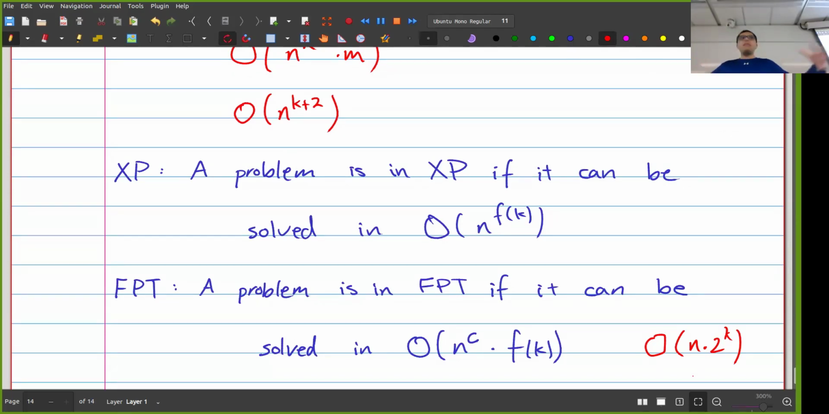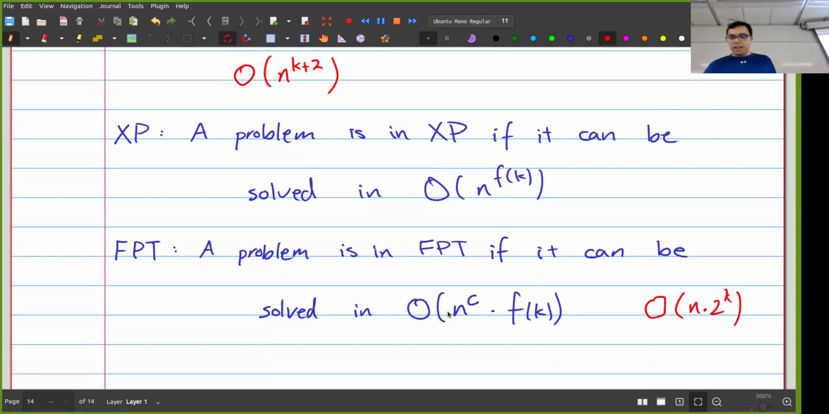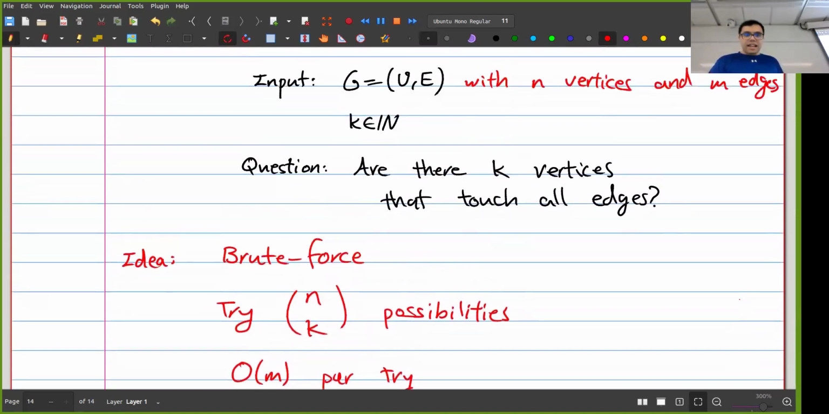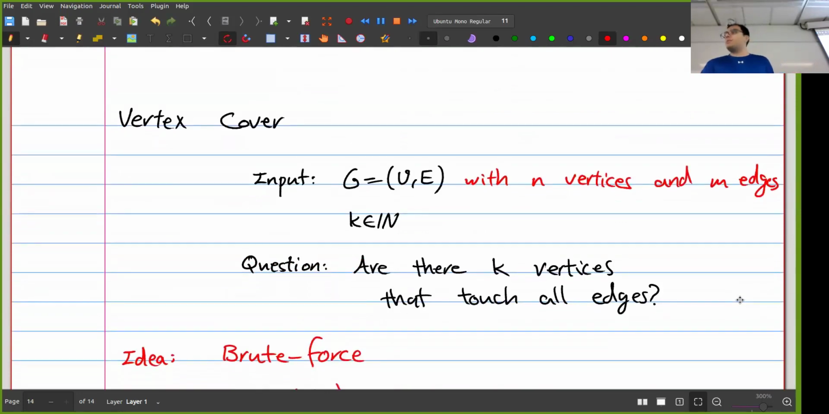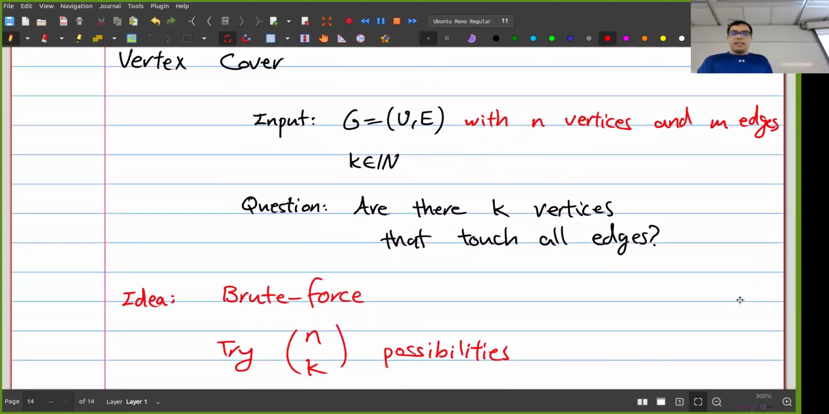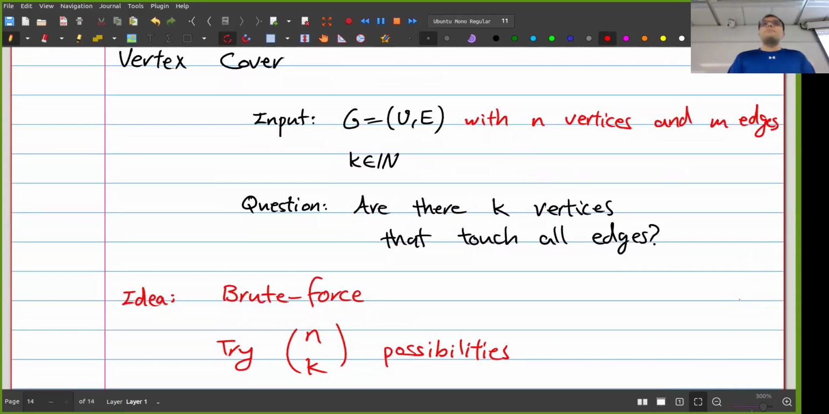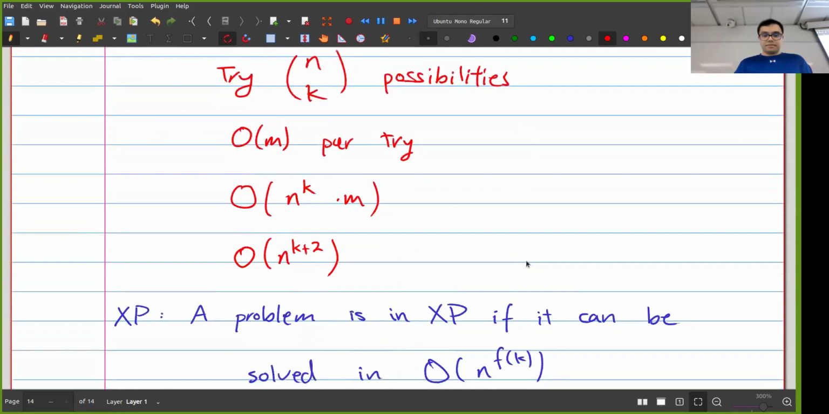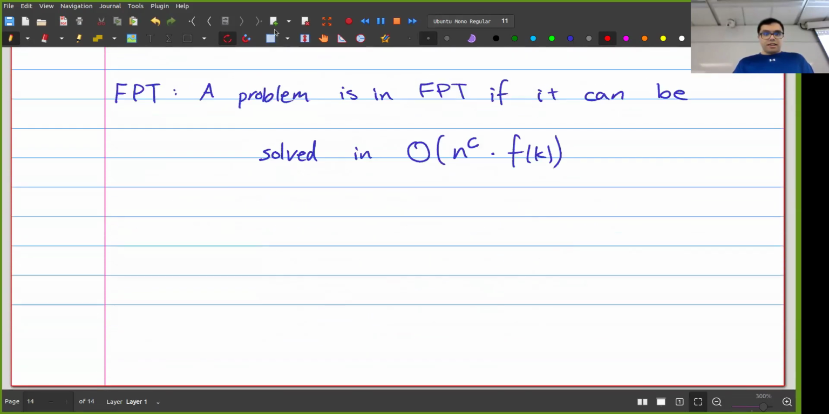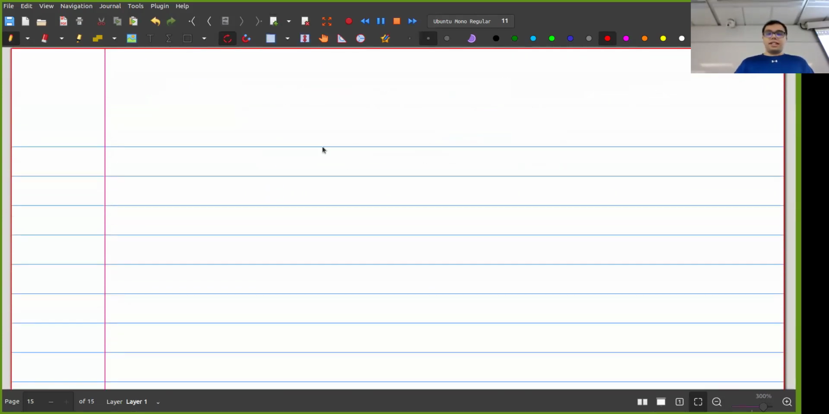If I have bigger and bigger instances, but my k is still small, I can solve them if I have this kind of runtime. So we prefer this to this. We prefer FPT to XP. Okay. Now, we've seen an XP algorithm for the vertex cover problem. Can we find an FPT algorithm?